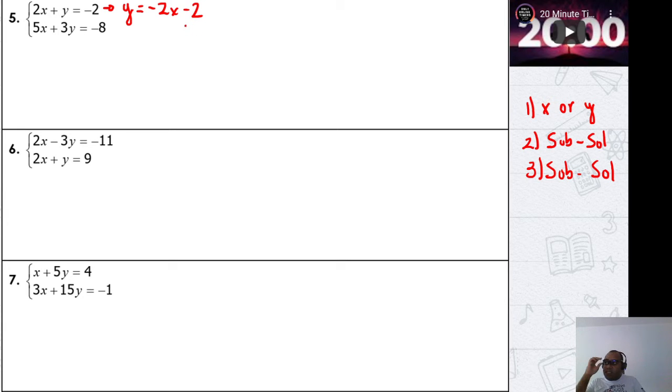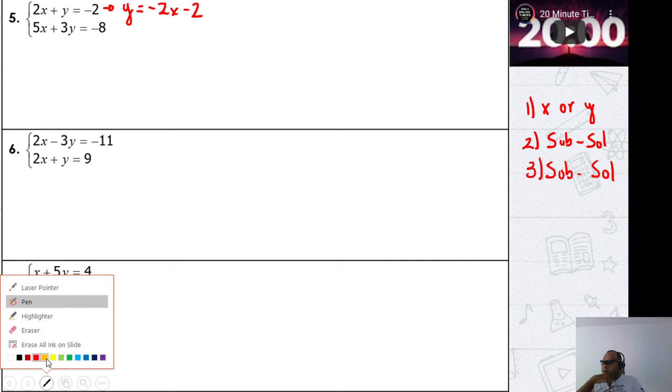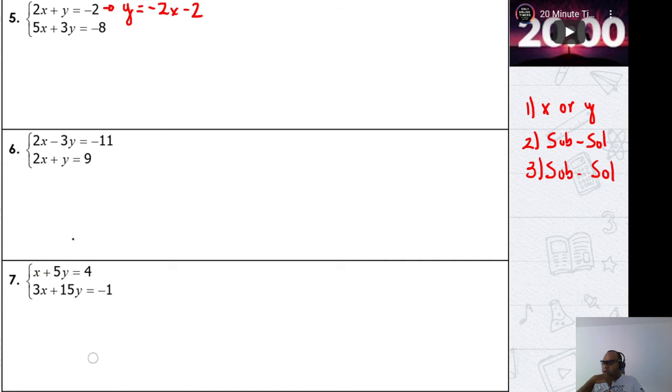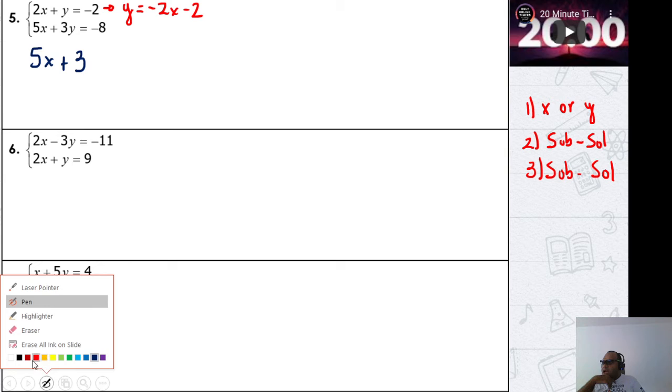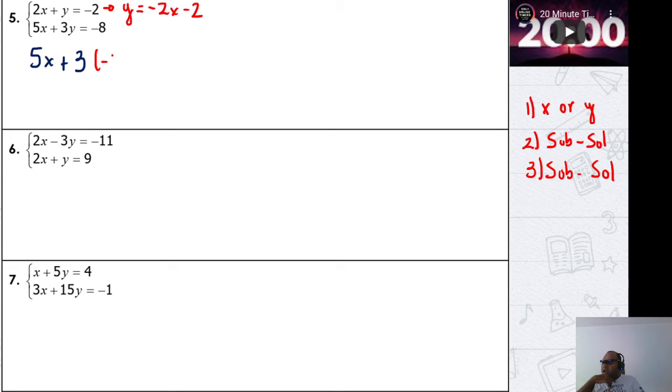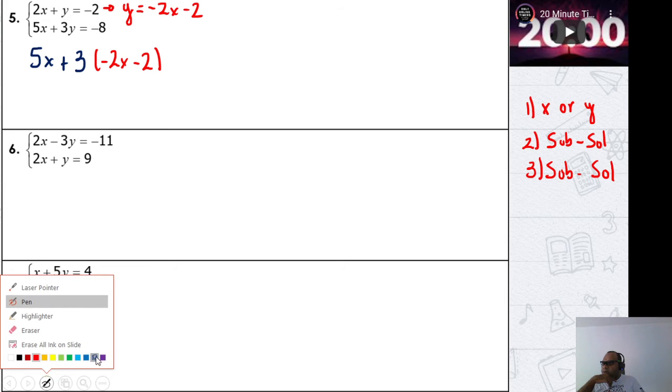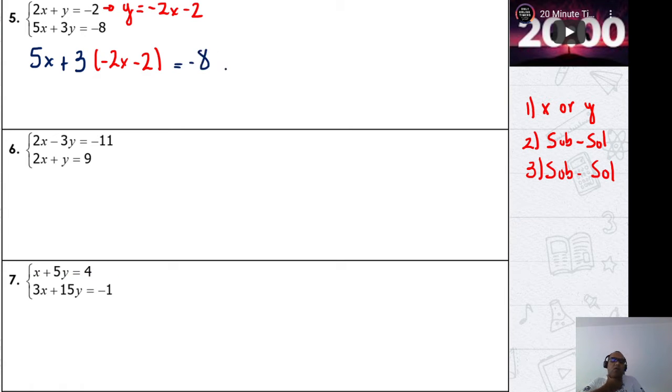What do you need to do right now? Pretty simple, guys. Just use this value here in the second equation. The second equation, if you notice, let me use the other color. We use step number 2: substitute and solve. It is 5x plus 3. Instead of writing y, I will write negative 2x minus 2, because it's the value of y you got in the first one. Equals negative 8. Right now, just solve. As usual, you know it already.